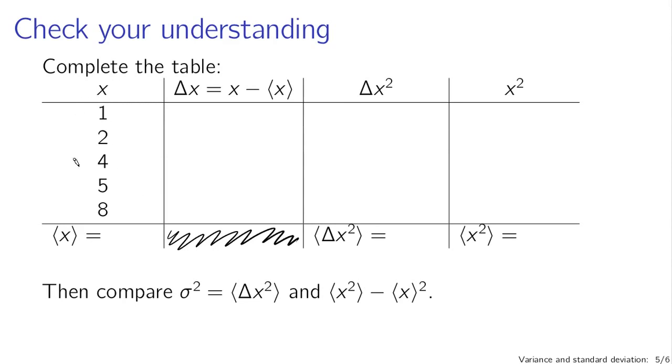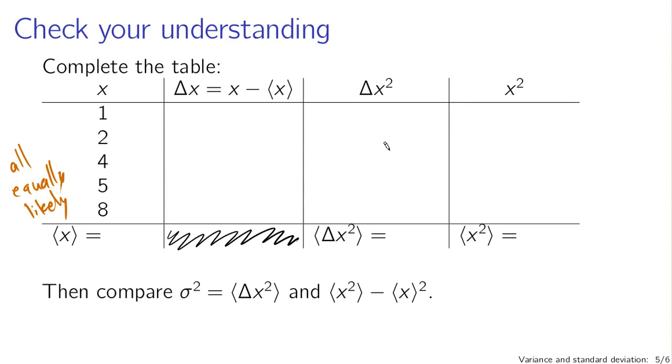If your probability distribution is given by 1, 2, 4, 5, and 8, all equally likely, you can calculate the mean. Now, once you know the mean, you can calculate the deviations, x minus the mean, which I'd like you to fill in here. Then square that quantity and fill it in here, and take the mean of that squared deviation. Same as what we did when we talked about the variance as the mean squared deviation.